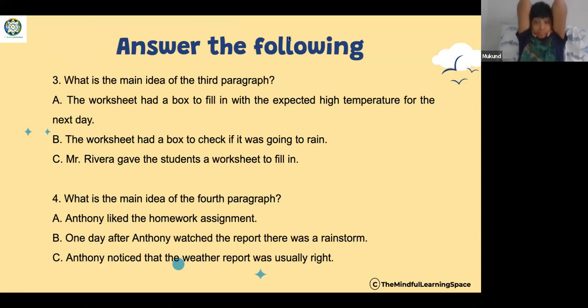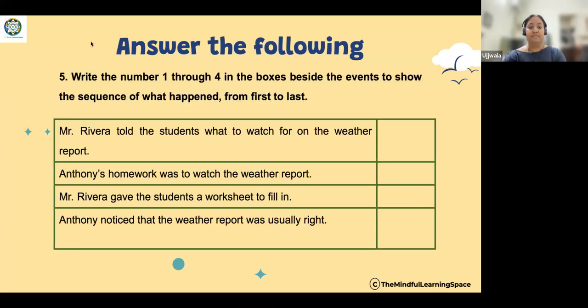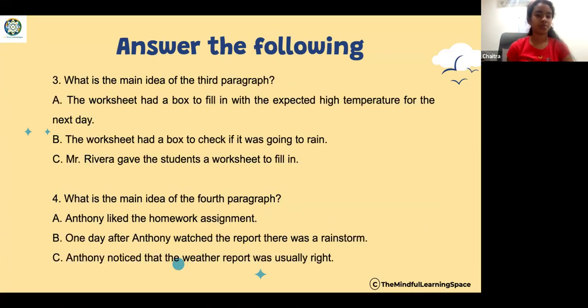Got it. Okay. Number 4. Yeah, Chitra. Number 4. It's C. What is the main idea of the fourth paragraph? Notice that the weather report is usually right. Very nice. Okay. Wait, actually, I'm confused. How is it not A? Yeah, he liked the homework assignment, but because it was usually right. Oh, yeah. But you can say it's open-ended. It's not wrong, it's not right also.